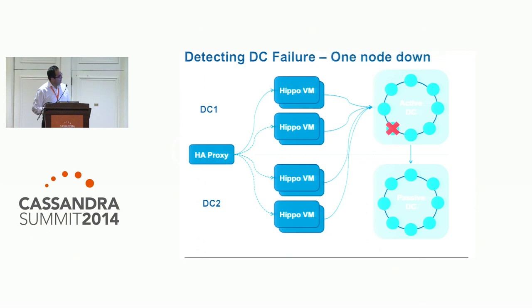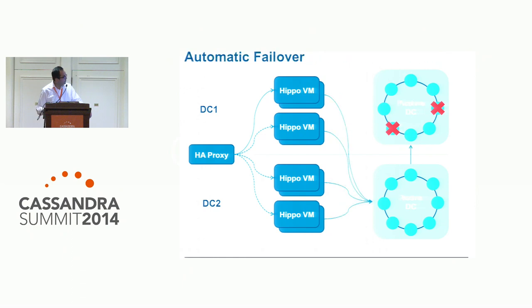Then we get a node that's gone down in our active DC. Everything's still fine because we run with a replication factor of 3, and we can still continue using the active DC because there are enough replicas available to satisfy all reads and writes. So now we have 2 nodes going down, and at this point we can no longer continue using the active DC. So at this point the Hector plugin that we've developed detects this scenario, and it will start flipping all the requests over to our passive DC, which is now the active DC.